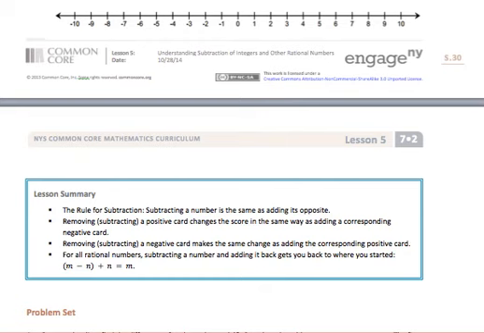That may sound rather confusing, but playing the game a few more times is probably going to help a lot. And drawing a lot of these problems on the number line until you can really understand what's going on will also help. For all rational numbers, subtracting a number and adding it back gets you back to where you started.